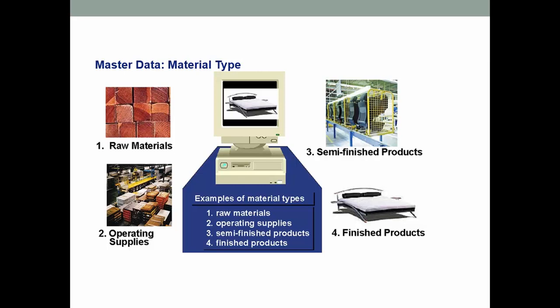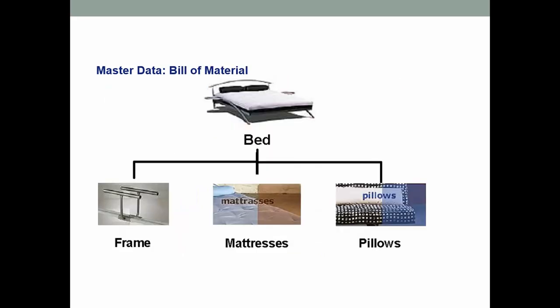Master data, this is showing you different types of master data. We have our raw materials, our operating supplies, our semi-finished products, and our finished products. This is typical of a bill of material for a bed. It's a very simplified one, but our bed. So within our bed, we have the frame, the mattresses, and the pillows. And these component parts come together to make up a finished bed.